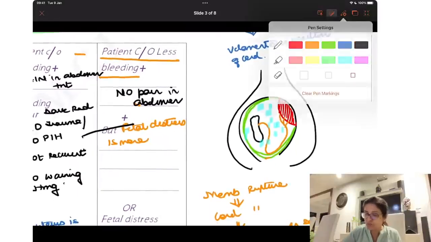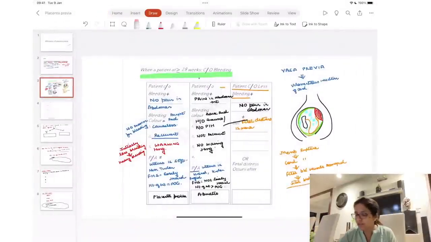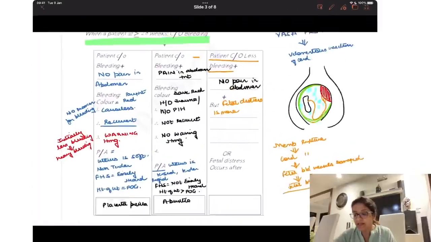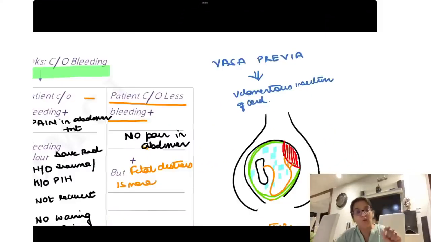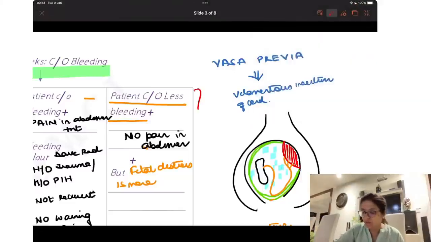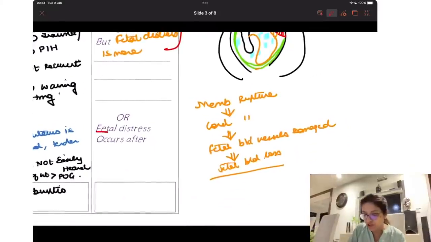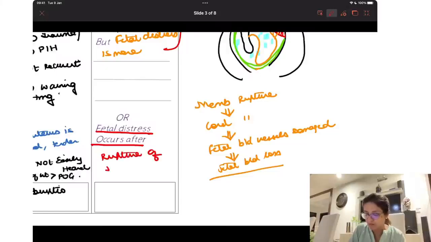In comparison, in placenta previa you get very less fetal distress, right? जब बहुत ज्यादा bleeding होगी तब fetal distress होगा in case of placenta previa. But in case of vasa previa bleeding कम होगी, लेकिन question ये बताएगा कि there is fetal distress. तो अगर ऐसी कुछ history मिल रही है, then it means you are dealing with vasa previa. या number 2, अगर आपका question कह रहा है कि fetal distress occurs after the rupture of membranes.